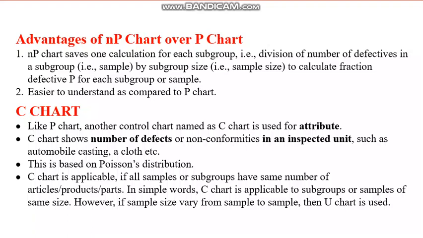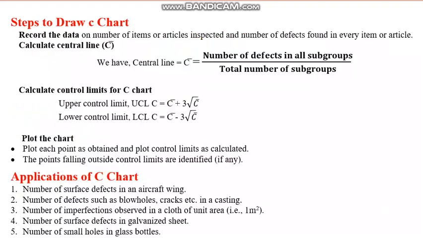And if it is not like that, and in each sample the number is varying, changing, then you use the next chart, that is called U chart. Okay, so let us see further. Now, how to draw C chart? First you have to record the data. That is the first step for all of these.